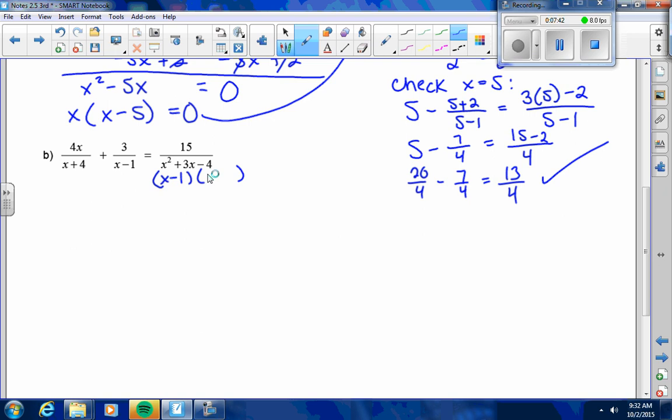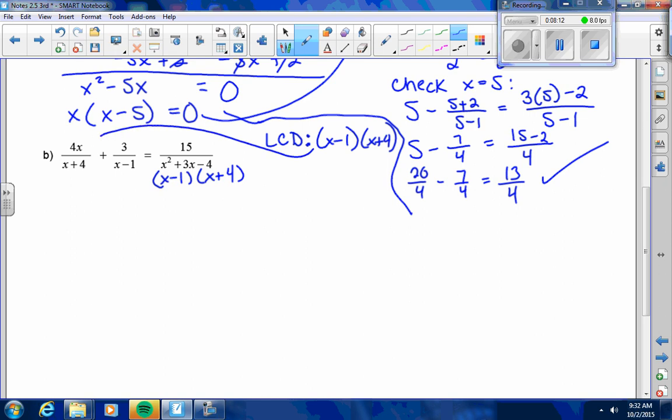X minus 1, x plus 4. Good. So we have to determine the least common denominator. What's one piece that has to be in the least common denominator? X minus 1. Is there another piece that has to be in our least common denominator? X plus 4. Is there any other piece that needs to be in that least common denominator? No. So now we multiply the least common denominator times every fraction.